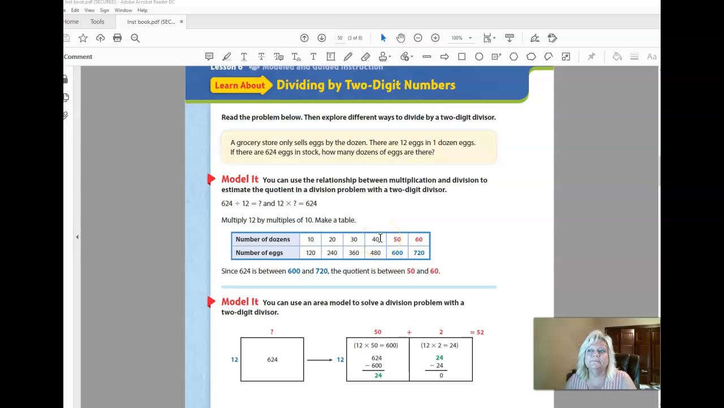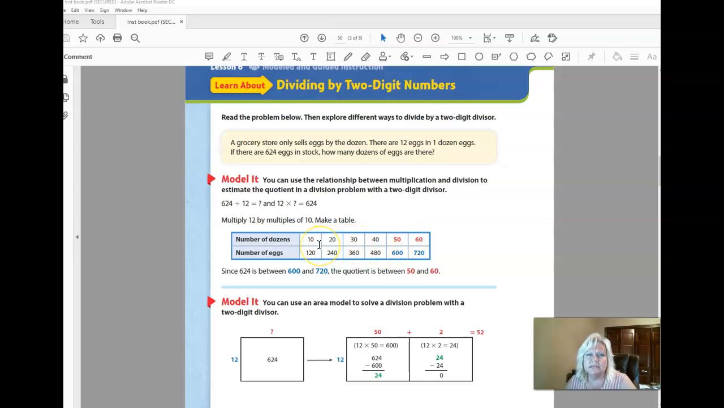12 times 40 is 480. 12 times 50 is 600. And 12 times 60 is 720. So remember, I'm trying to find something for that big number of 624. I know that it's going to fall in between my 50 and my 60. So my answer when I get done with this division problem is going to be 50 something. Could be 50, 51, 52, 53, but it's not going to be 63 because that would be too many. If I take 12 times 60, that's 720. That would be too high. So I know it's going to be falling between the 50 and 60.